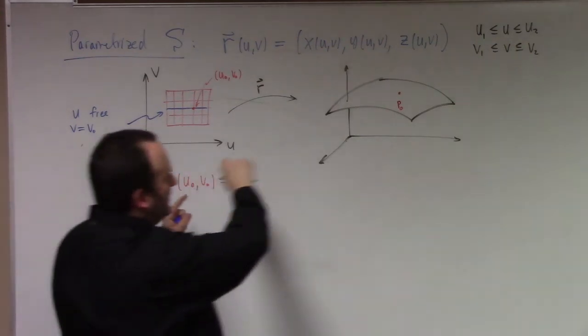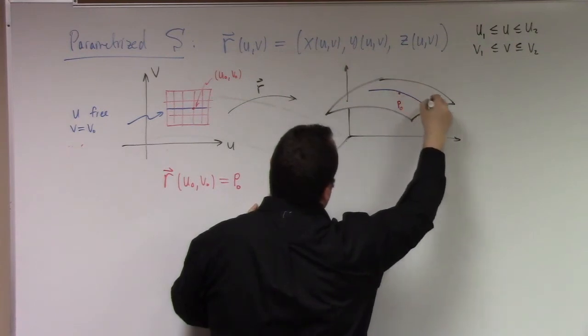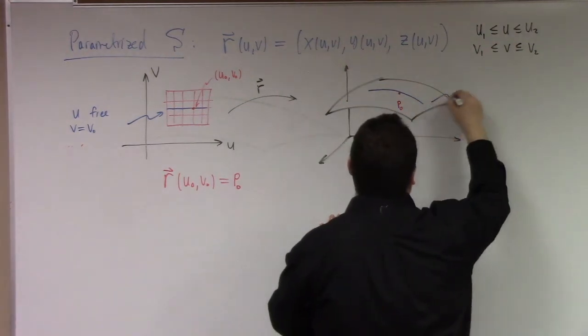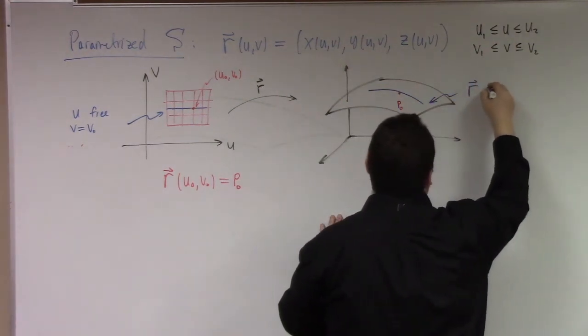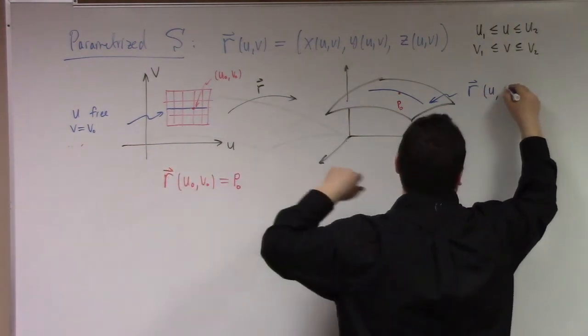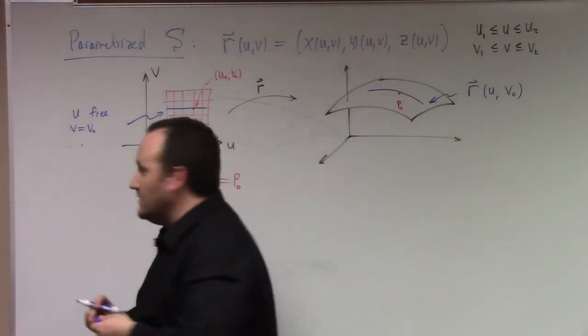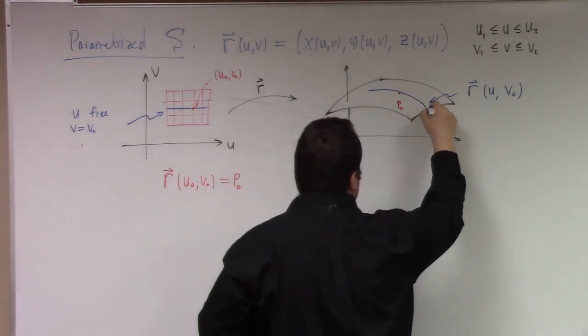That puts it over here, and it gives it some kind of, maybe like this curve, right? This would be R of what? Of u being free and v naught being fixed, right? That's a typical point right here.